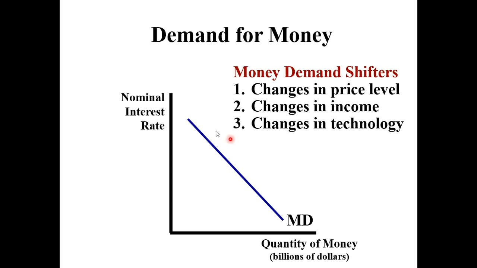So the demand curve for money is downward sloping, but the money demand curve can shift. So if prices go up, people obviously need more cash to buy stuff. That will increase the demand for money. Changes in income. If people are making more money, they're going to want to buy more stuff, and that will increase the demand for cash money. And changes in technology. As check cards and debit cards became more common, the demand for cash money decreased because it was so easy to use plastic instead.